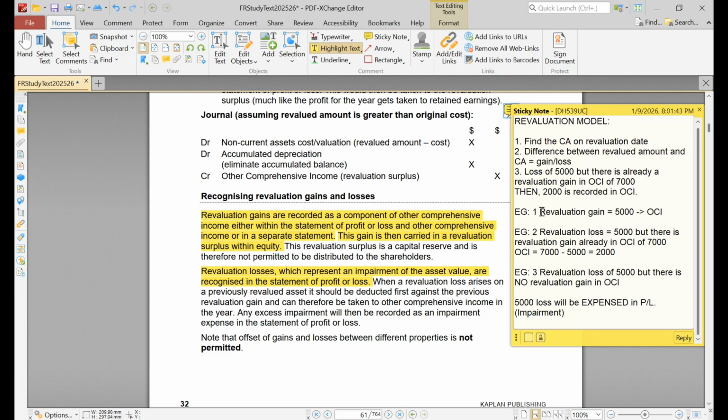If it is a simple revaluation gain, just add it in OCI. If it is a revaluation loss, but there is a revaluation gain for the same asset, then you have to only record the net value in OCI. And third case, there is a revaluation loss, but you don't have any gain in OCI available. Then in that case, you have to expense the entire loss in P&L.